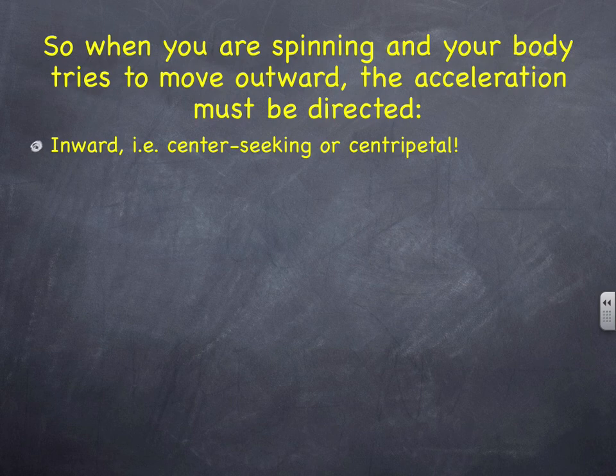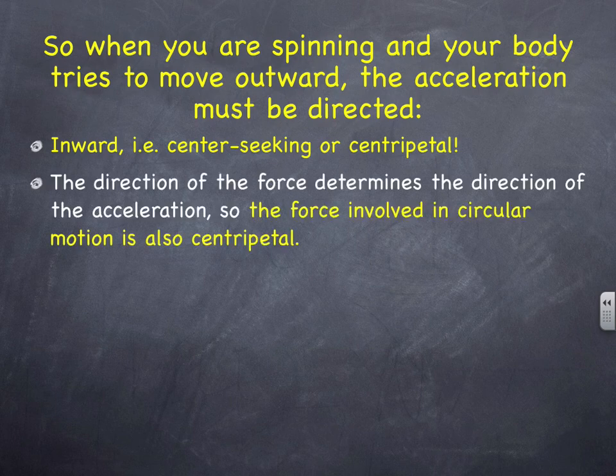So whenever we have something moving in a circle, the only reason it is moving in a circle is because there is some force shoving inward on it. So we have this centripetal acceleration. And so again, the direction of the force determines the direction of the acceleration. So anytime I have a centripetal acceleration, there must be a centripetal force because F equals ma.